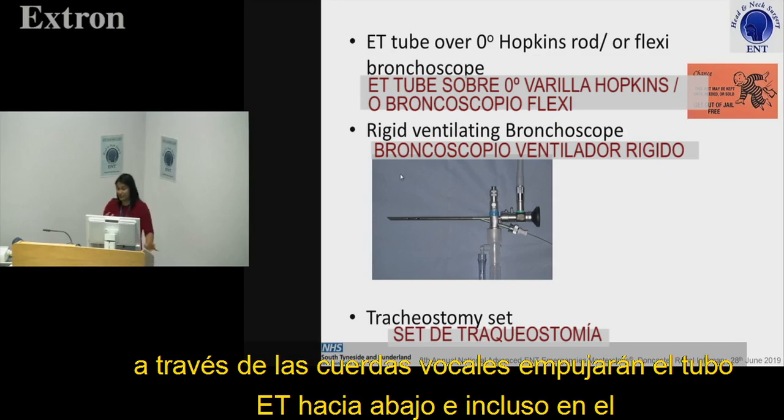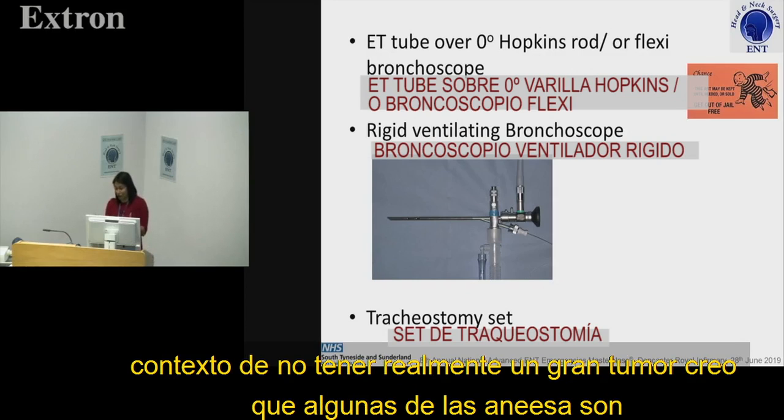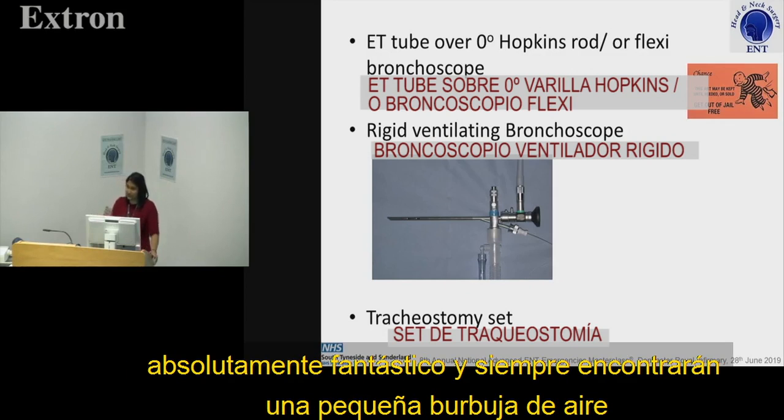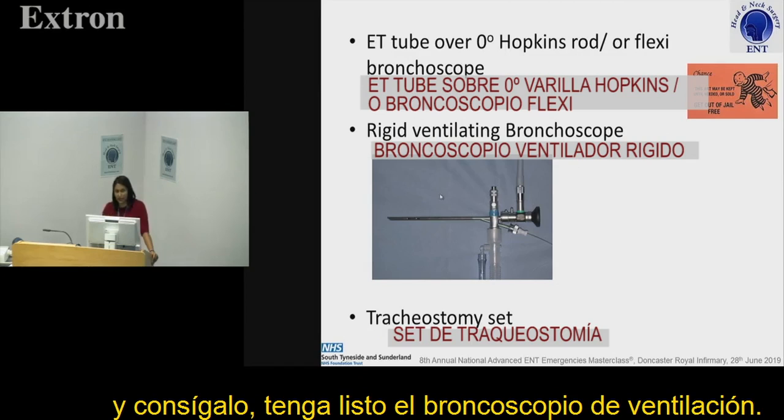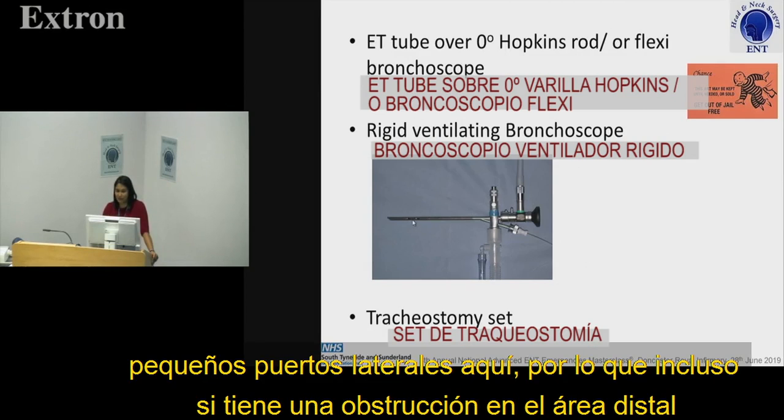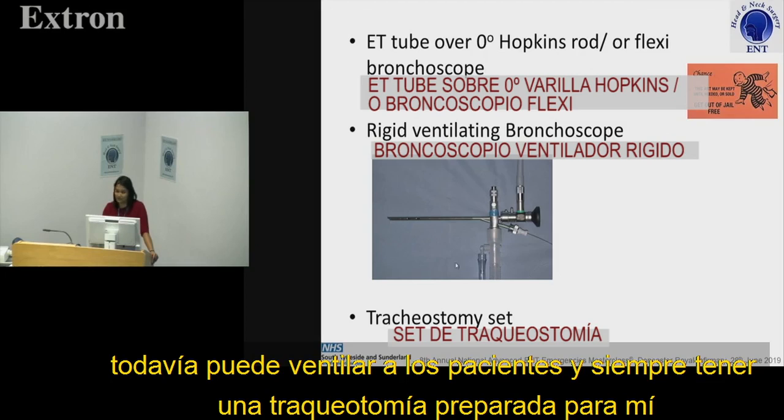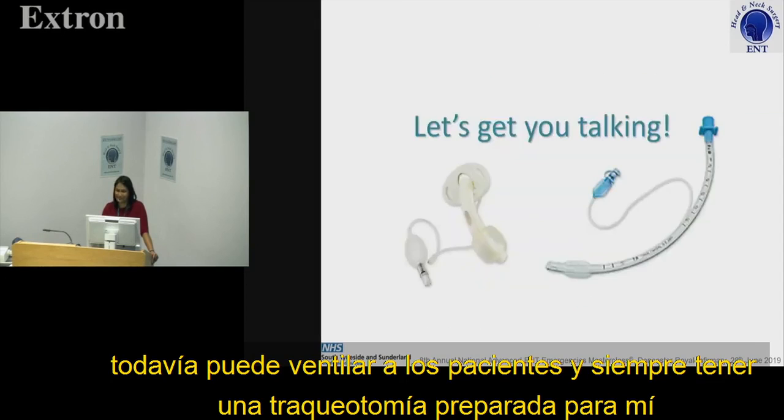And even in the context of not really having a big tumor, some of the anesthetists are absolutely fantastic, and they will always find a little air bubble and get it through. Have your ventilating bronchoscope ready as well. It's got little side ports here, so even if you have an obstruction in the distal area, you can still ventilate patients. And always have a tracheostomy set ready.